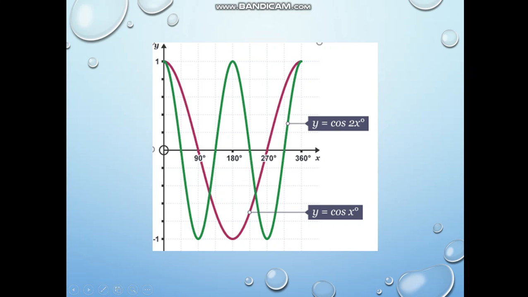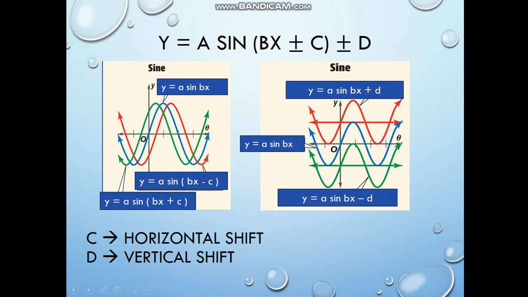This is the graph of cosine function with different period. The red one is for the period equal to 1. The green one is for the period equal to 2. So as you can see, for y equals cosine 2x, there are two waves or curves within the interval of 2 pi. And this is how the graph of sine function and also cosine function is shifted horizontally and vertically.